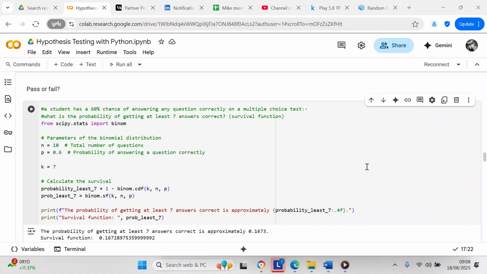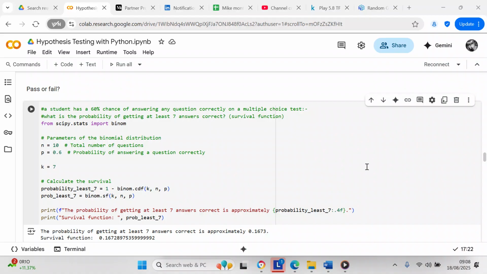So we're going to set up the parameters of the binomial distribution. n equals 10 being the number of questions. p is the probability of 0.6, which is the probability of answering a question correctly. And k equals 7. That's the number they're looking for because they want to answer 7 questions correctly.